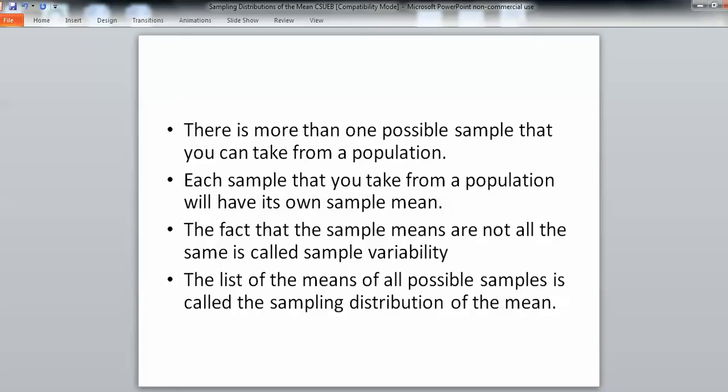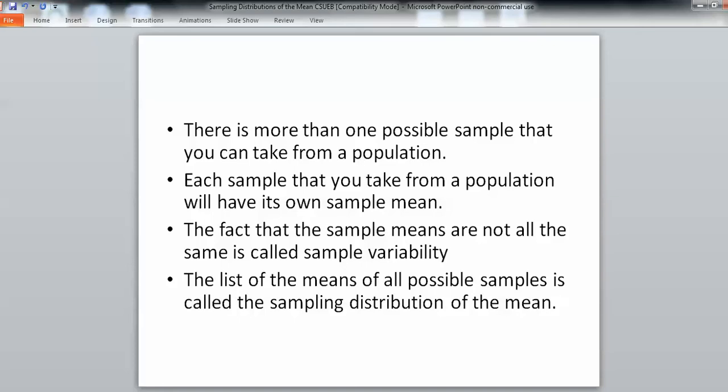So now we're talking about how the sample mean varies across different possible samples, which means not every possible sample that you might select from a certain population has the same average. And this idea that the sample mean varies across different possible samples is called sample variability.